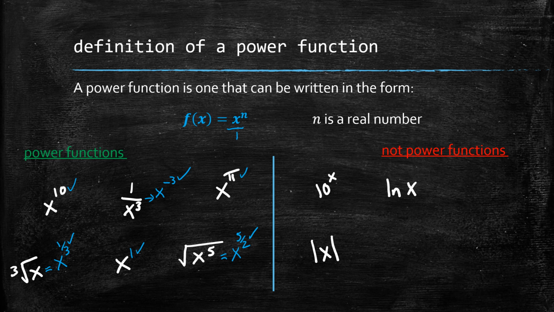Ln x is clearly not a candidate. Cosine x, again, none of these can be written in the form x to the n. You might think with something like 1 over 1 plus x, you might say, well, isn't that the same as 1 plus x to the -1? But the problem is 1 plus x as the base is not permissible. It has to be x to the n. And finally, another exponential function, e to the x. Again, the variable is in the exponent and the number is in the base. So that is not a power function.